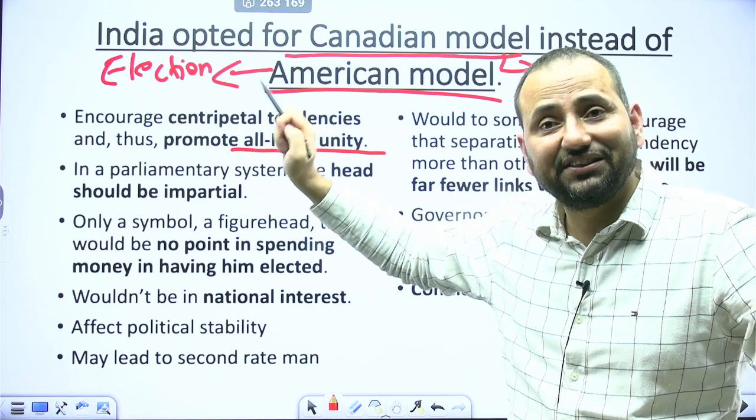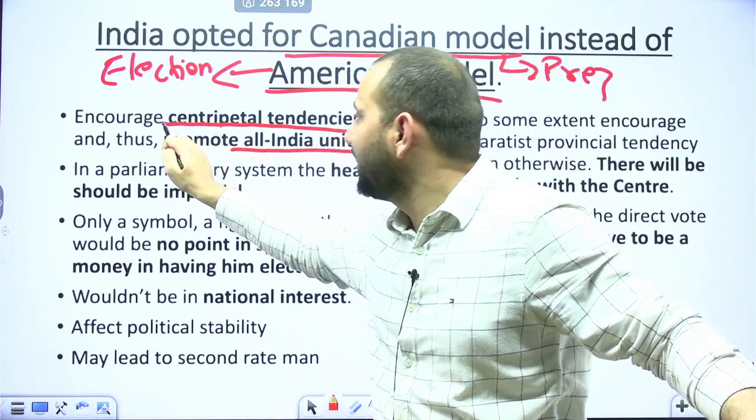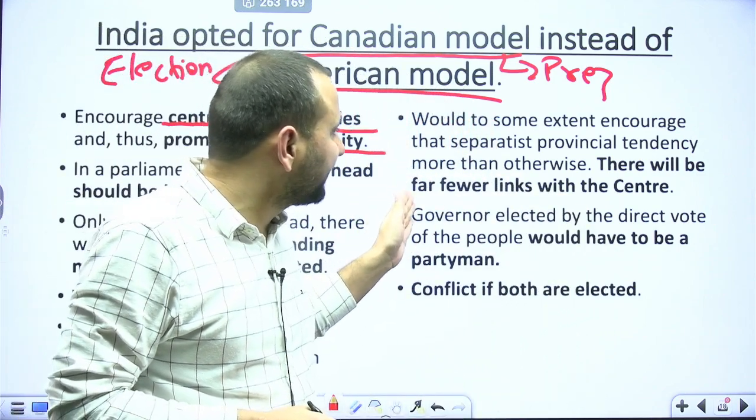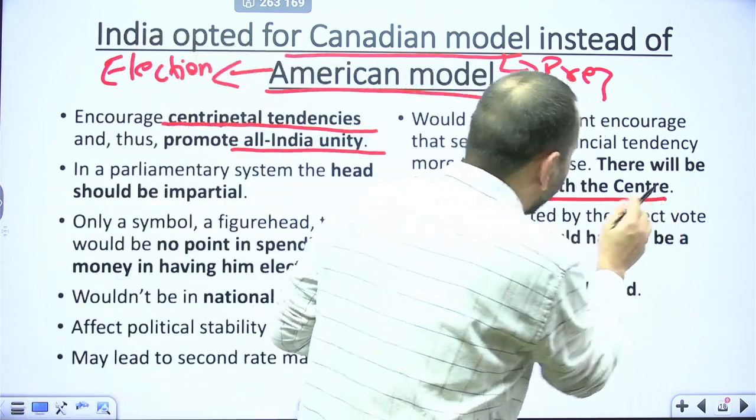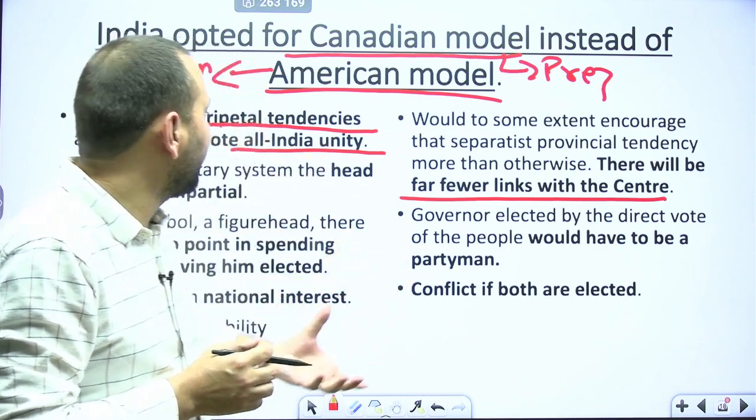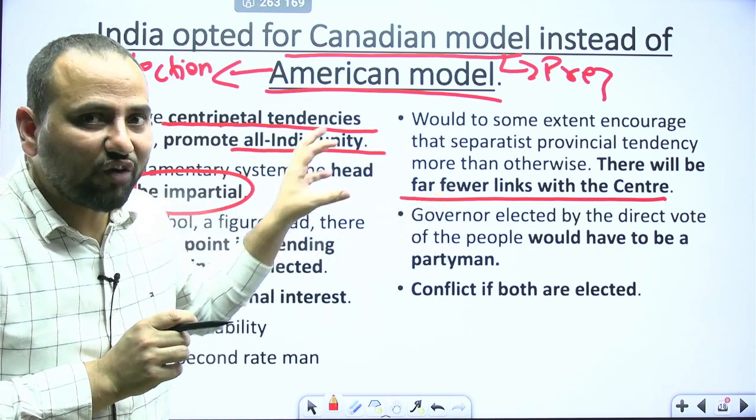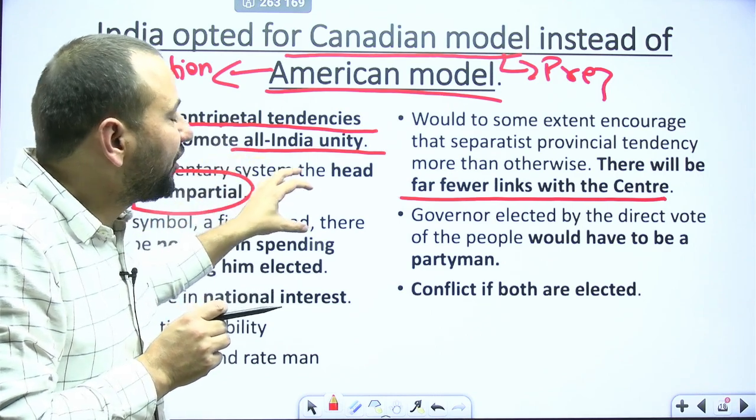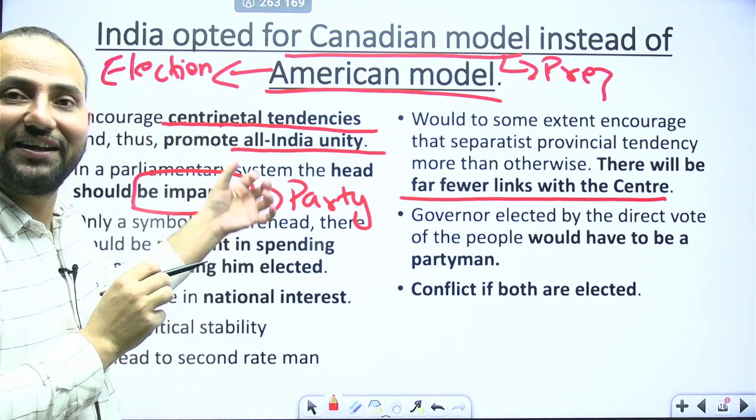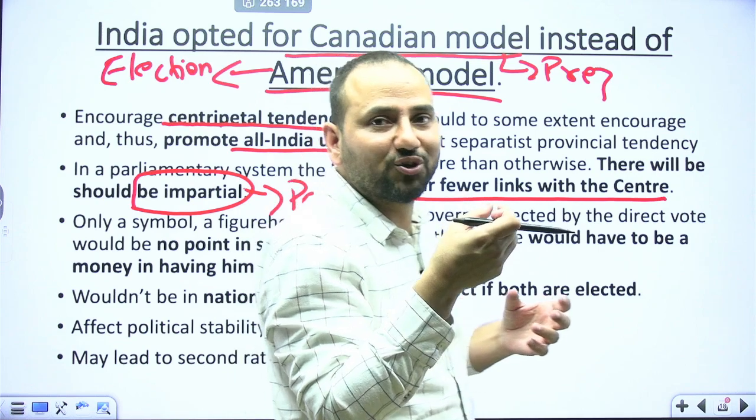If we have this structure of appointment of the governor through the president, then it will encourage centripetal tendencies and it will help in having all India unity. On the other hand, if we do not come up with this provision, then it will automatically give us fewer links between the center and the states. If the structure is elected, then automatically it will give fewer links between these two. That is why we came up with this. In the same manner, the governor is the head of the state, and the head of the state should be impartial. If the head of the state is elected, then what will happen? This impartiality will always be in doubt, because if they come up with the system of election, they will also have party dominance. And if you have party dominance, then how can you assure that this head of the state is above party politics, which was specified by Jawaharlal Nehru also in the assembly debates.